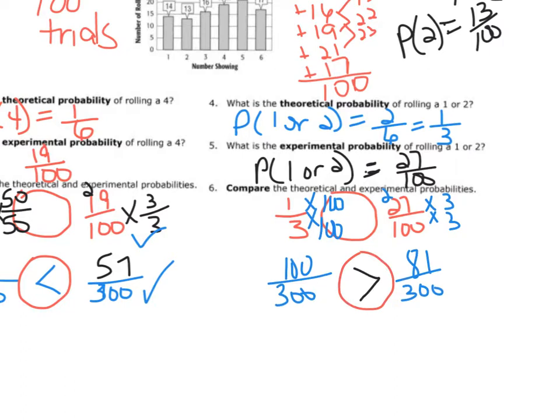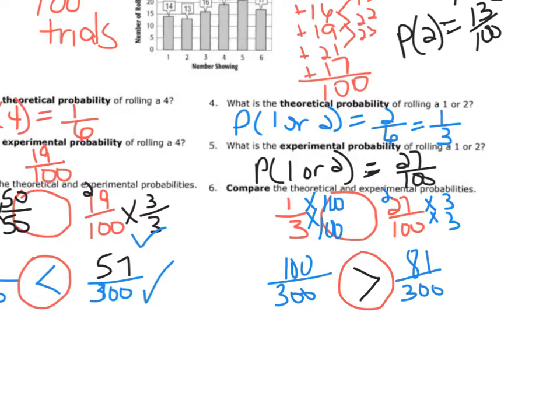So in this case, we know that theoretical probability is greater than experimental probability, and only in this case. So if you notice, it's not always going to be less than, it's not always going to be greater than, and it will be sometimes equal. As long as you're simplifying your fractions and finding common denominators, you will be able to do that. Any questions on any of that? So that's review from yesterday.